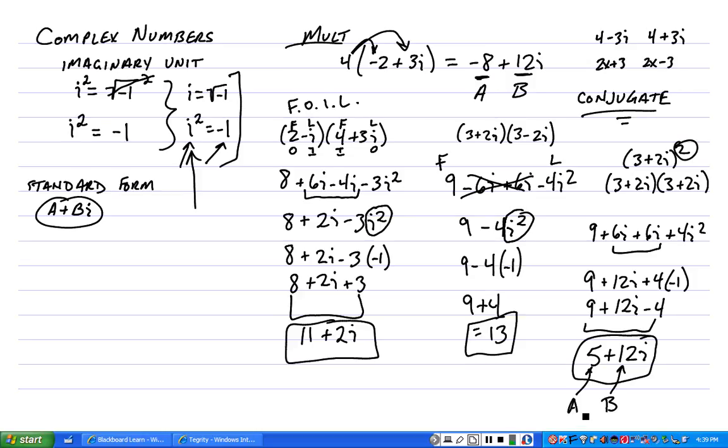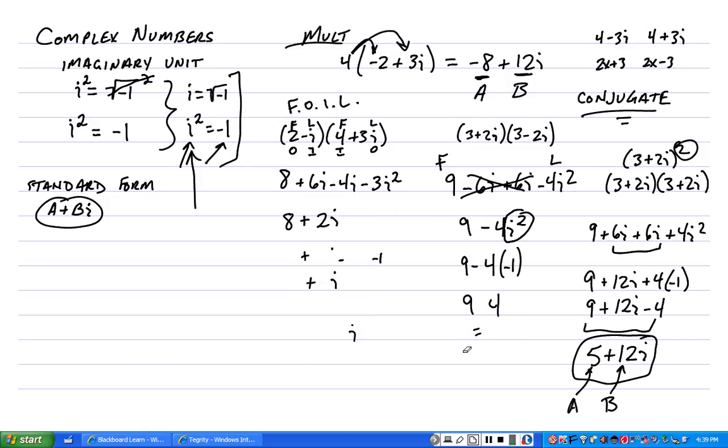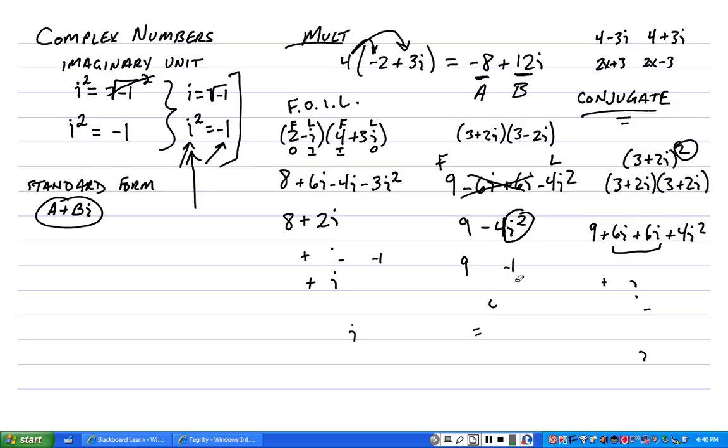Again, still talking about conjugates. Let me erase this right quick. Erase all of this right quick. Just bear with me.